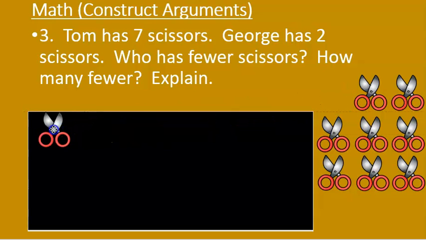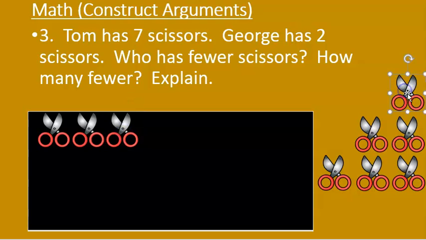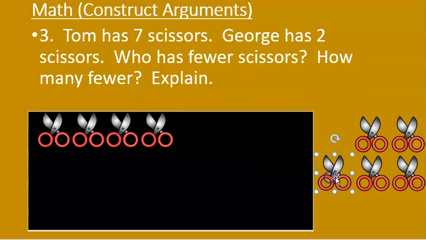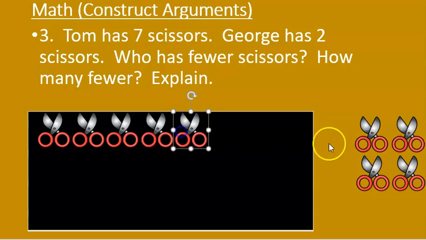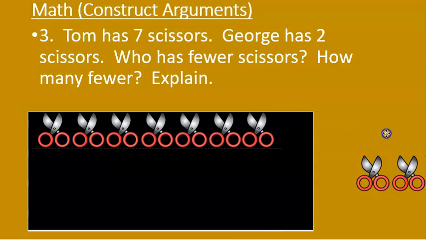So watch Mr. Begay. We're going to have to put 7 scissors on the first row. 1, 2, 3, 4, 5, 6, 7. So look, we now have 7 scissors on the first row. These are Tom's scissors. So now we have to go now to that second sentence and read it again. Let's read. George has 2 scissors. How many scissors does George have?